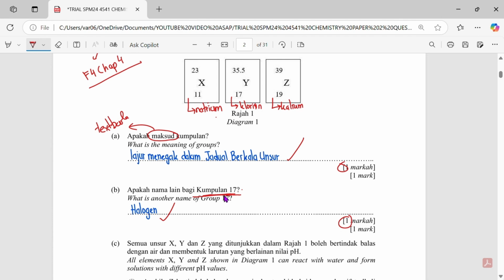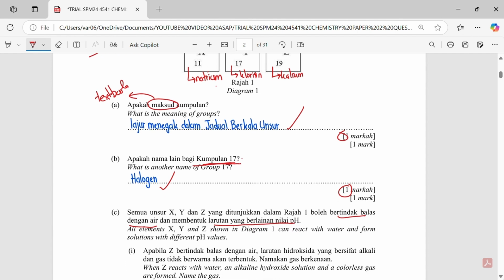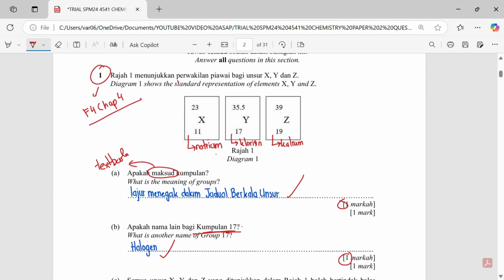Right, question C, semua unsur X, Y dan Z yang ditunjukkan dalam lajur 1 boleh bertindak balas dengan air. Okay, it can react with water dan membentuk larutan yang berlainan pH. Okay. Apabila Z bertindak balas dengan air, larutan hidroksida yang bersifat alkali dan gas tidak berwarna akan terbentuk. Namakan gas berkenaan. Okay, Z.